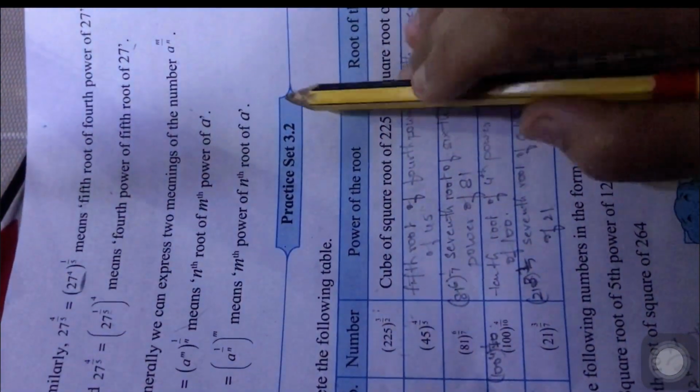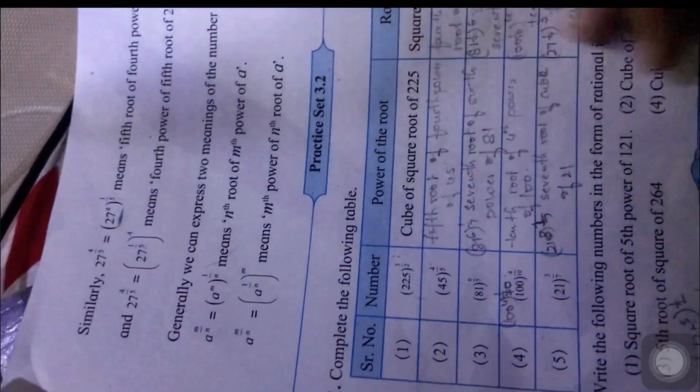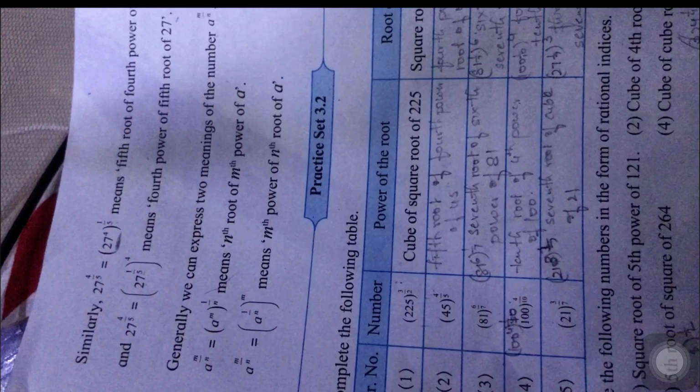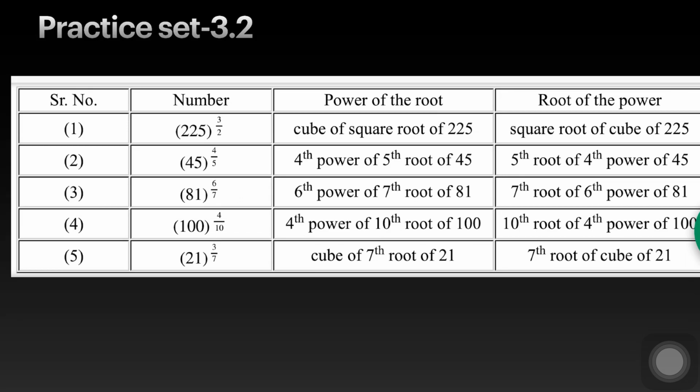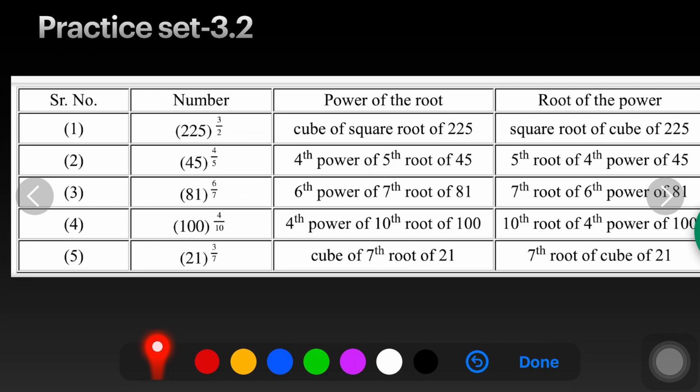Now we will see practice set 3.2. Students, in the previous slide we saw the explanation based on this practice set. On the basis of that we are going to solve it. In your textbook, practice set 3.2, first sum, a table is given. In that, the first one is done for you. The rest, second, third, fourth and fifth, you are going to solve. Now see how the first one is done. First we will try to understand that one.